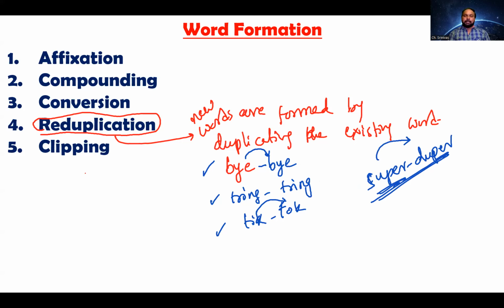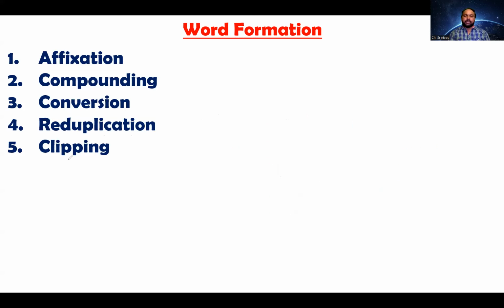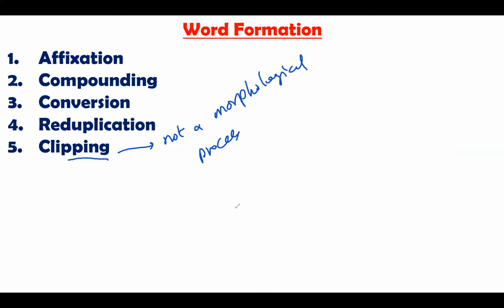And the next one is clipping. Clipping is the next one. Actually, this is not a morphological process, but we often use this technique to coin new words in our language. It is usually resorted to in order to shorten a longer word.